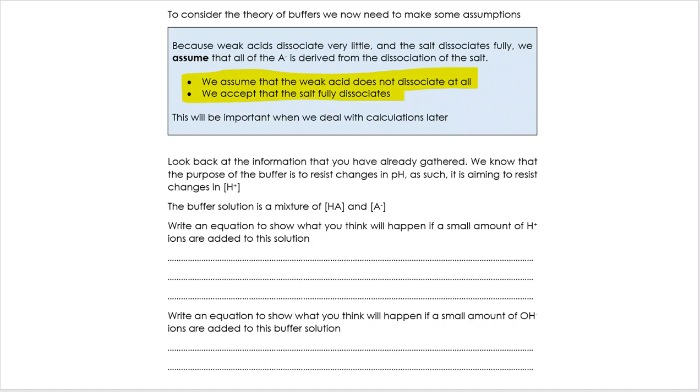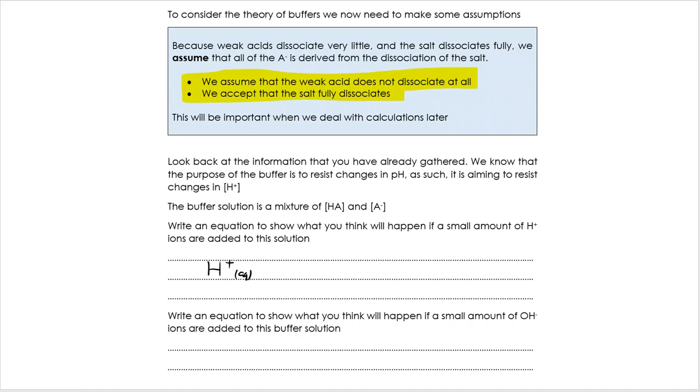and we know that the salt fully dissociates. So now, as it says here, look back at the information already gathered. We know the purpose of the buffer is to resist changes in pH. A buffer solution is a mixture of HA and A-. So if I had my mixture of HA and A-, what would happen if I added a small amount of H+?